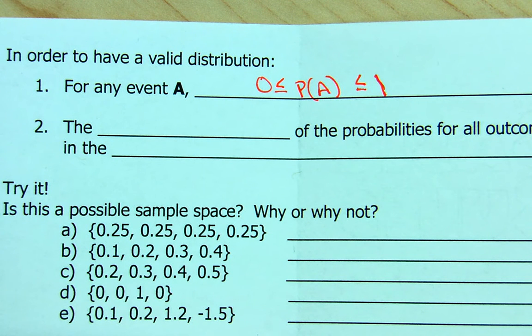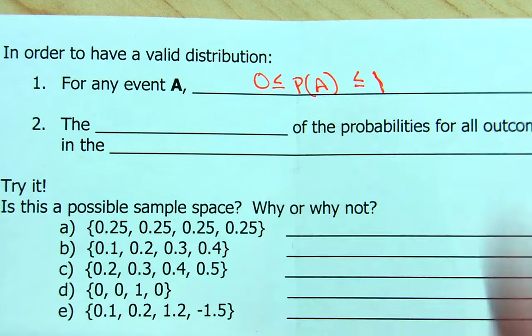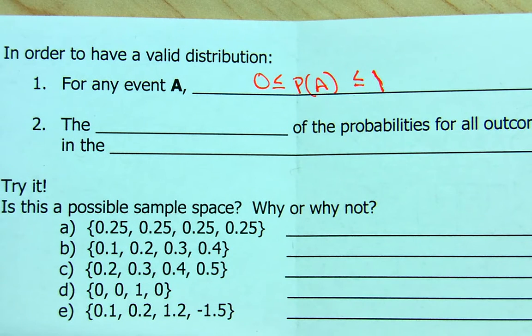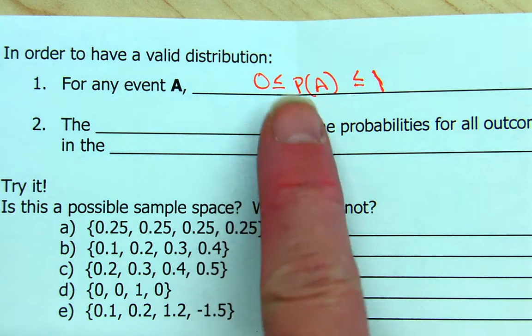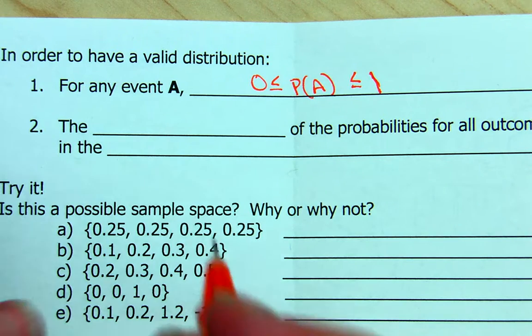We talked about this a little bit before. If the probability is 0, what does that mean? Yeah, it's not ever going to happen. If the probability is 1, what does that mean? It's always going to happen. So it's somewhere between those. It's either always going to happen, never going to happen, or somewhere in between. Okay? So for any event A, it has to be between 0 and 1 inclusive.